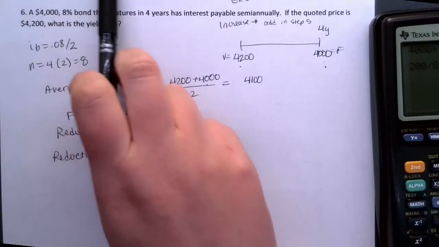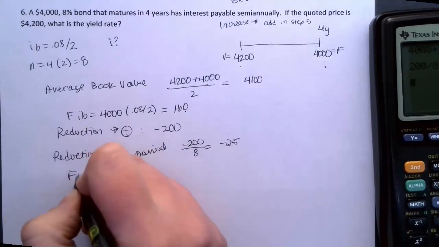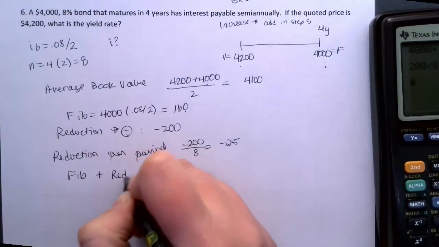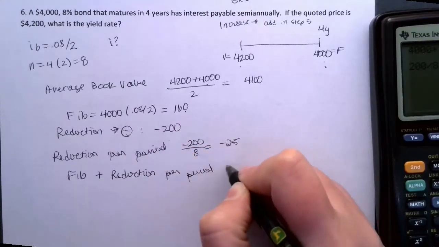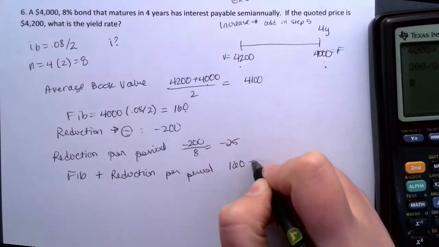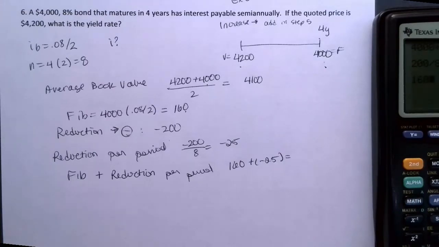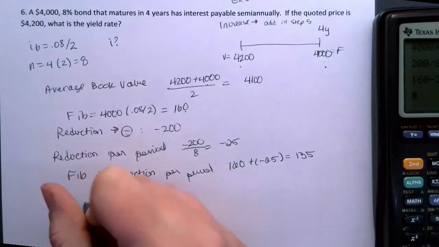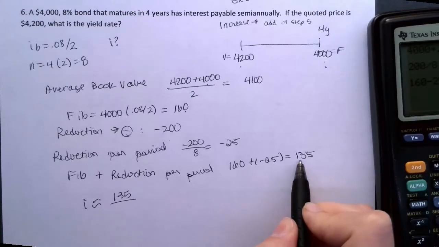And then we're going to figure out the average earning per period. So we're going to take step 2, our Fi_B, so Fi_B plus the reduction per period is going to be 160 plus negative 25. So it's going to go down, and that makes sense because it's a reduction. So we get 135 is our average reduction. So then that's what we're going to put on top. So then our I is going to be approximately 135, the number we just found in step 5.